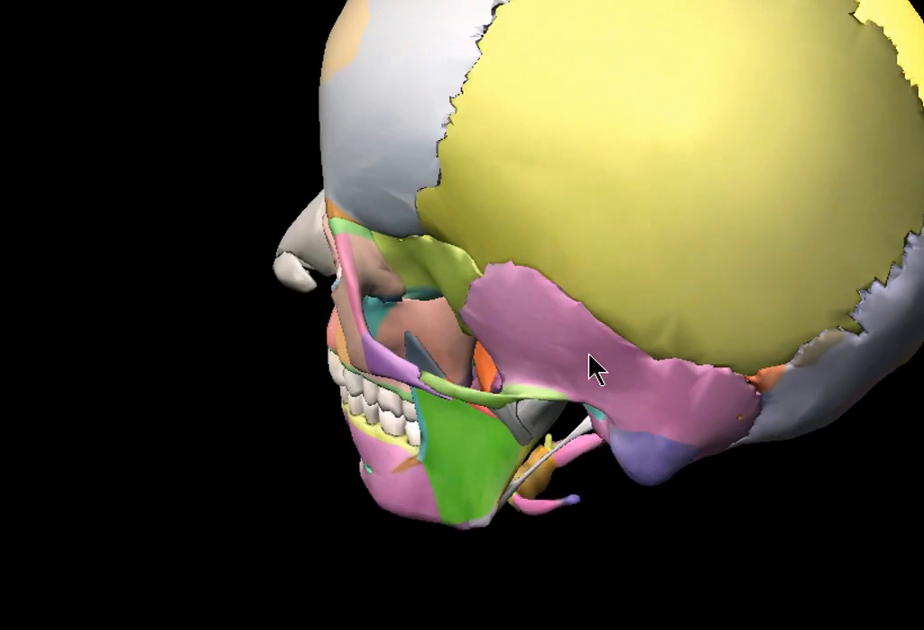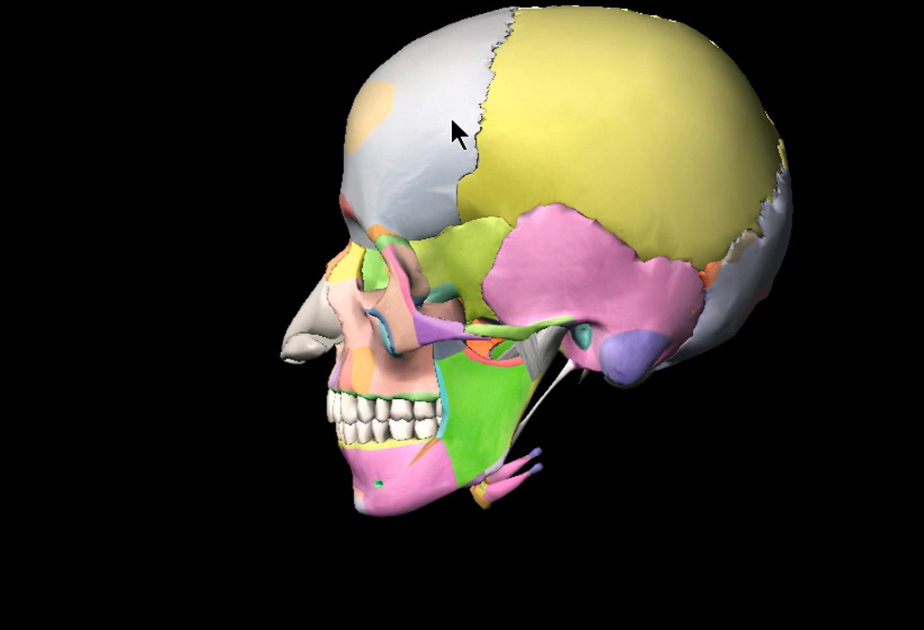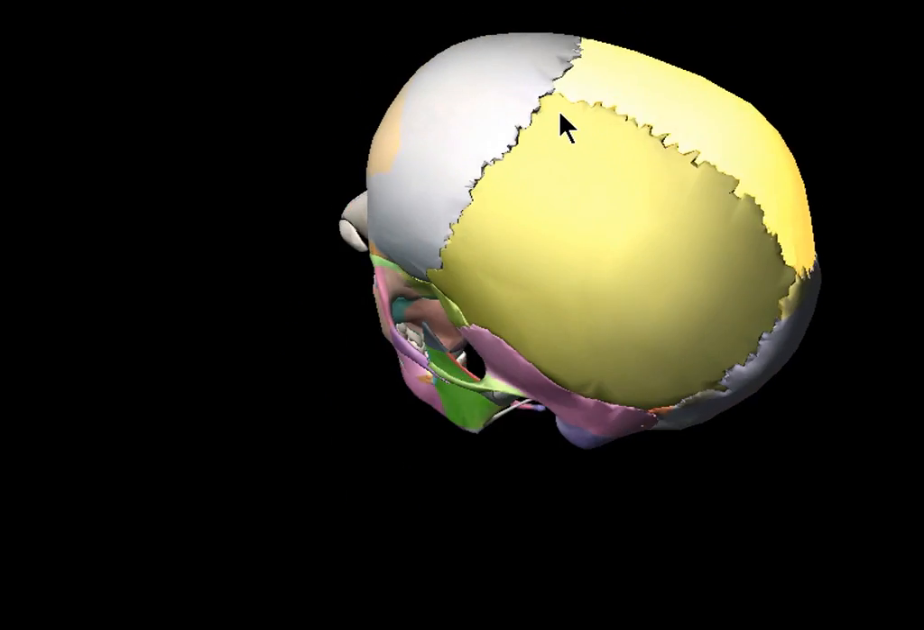Then the highest point of elevation on the skull, which is present about 4 to 5 centimeters posterior to the bregma, is known as the vertex. So the vertex is the highest point on the skull.